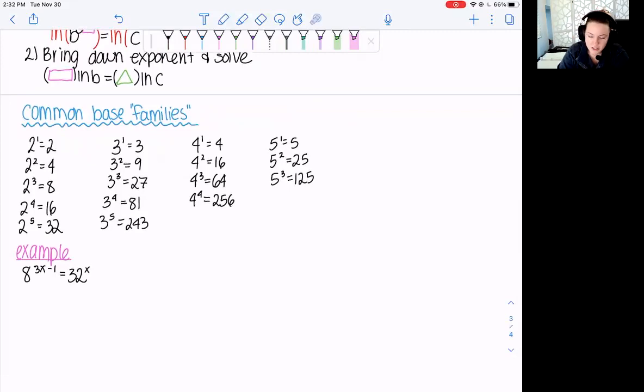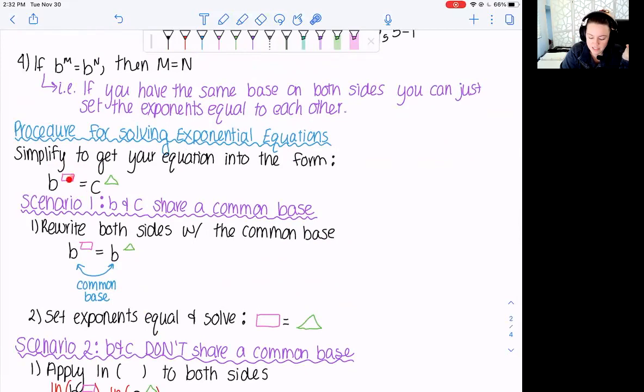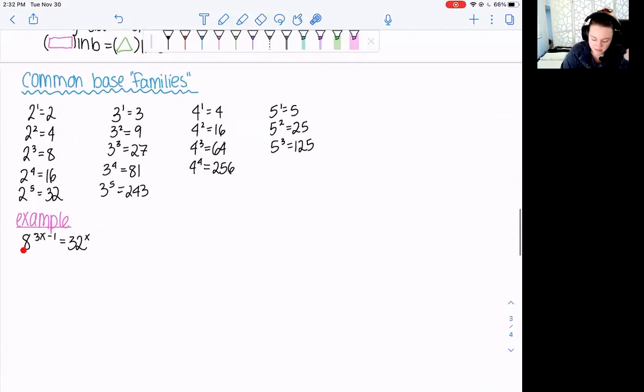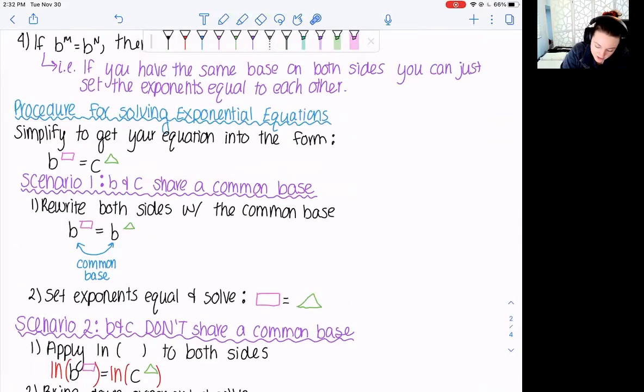Here, the first question we should ask ourselves is, is it in the correct form that needs to be simplified to? By that I mean, is it in this form: something raised to an exponent equals something raised to an exponent? And the answer is yes. It is also fine for it to be b raised to something is just equal to a number.